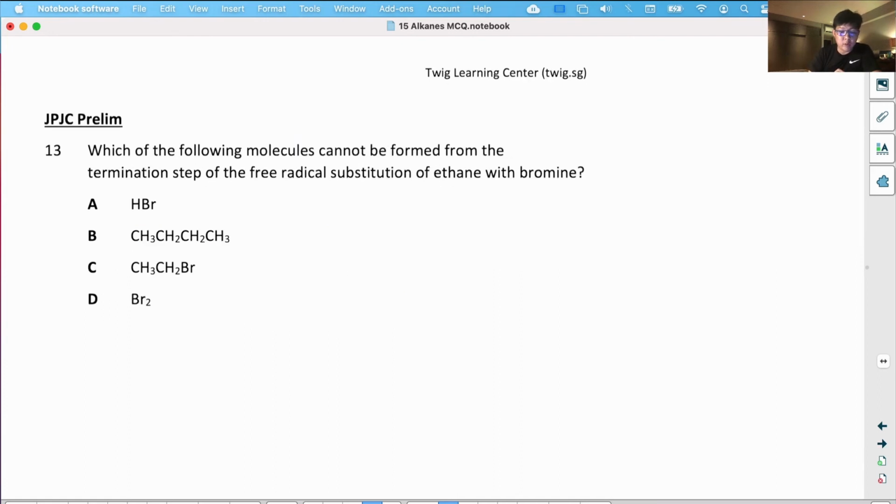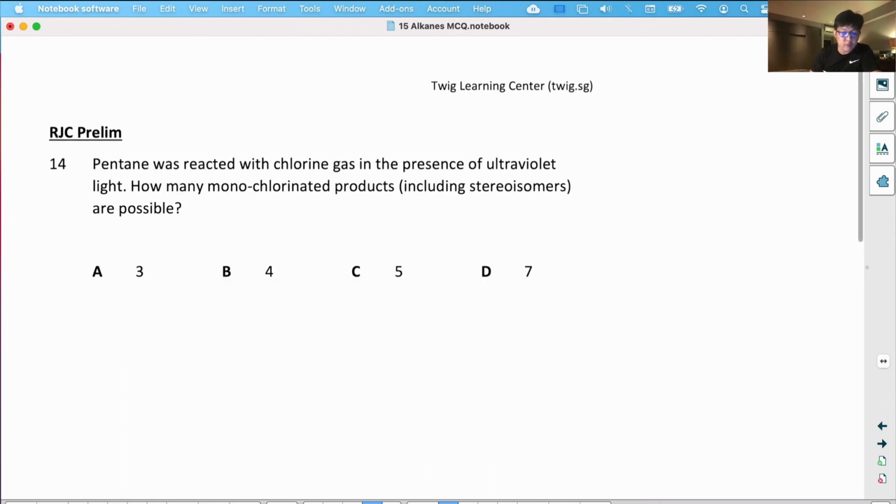Okay, let's look at the next question. Question 13. Which of the following molecules cannot be formed from the termination step? So the answer is A, because like what I mentioned, H radical is not formed in free radical substitution. So there's no such thing as H radical plus Br radical to form HBr. Okay, this doesn't happen because H radical doesn't even exist.